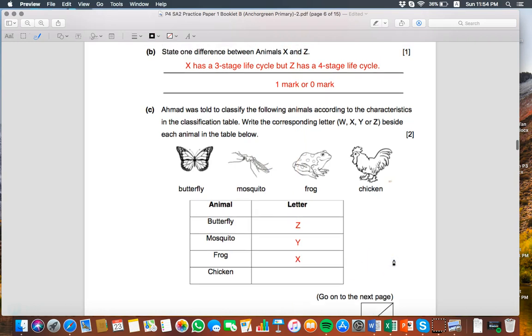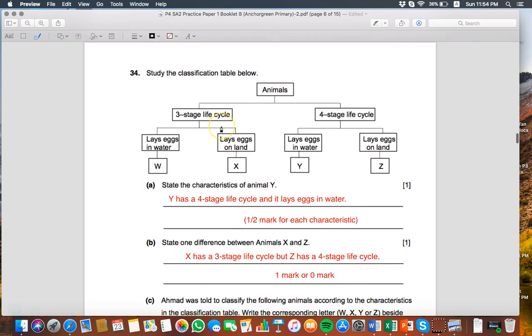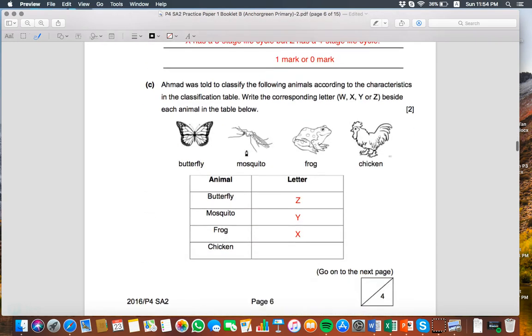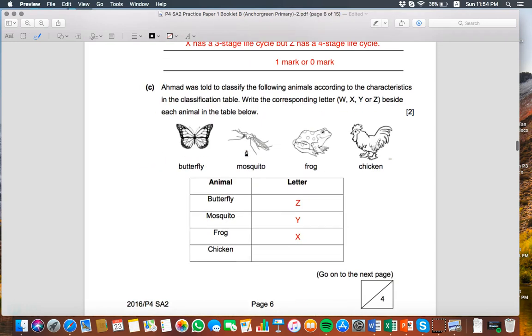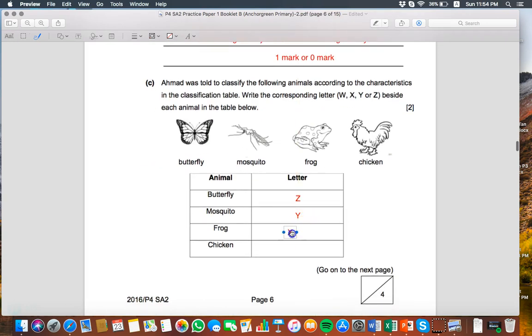Now let's look at chicken. Chicken will be egg, young, which is a chick, then adult. So it will be a 3-stage life cycle, and it lays eggs on land. Sorry, this is W. And this will be X. Sorry, please make the changes. Frog is W.